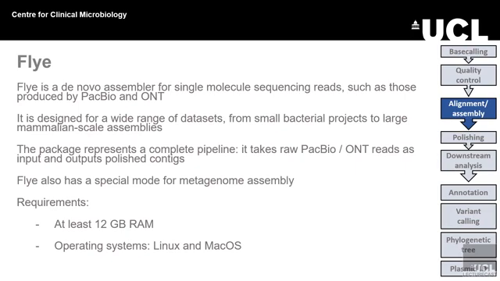but then I've got a gap. So within your file, you will have these different contigs. Obviously, the more sequencing you do, the more coverage of the whole genome you get, and the fewer but larger contigs you should have. It also has a mode for metagenome assembly as well. Again, you need 12 gigs of RAM. You can use Linux or Mac to run Flye.